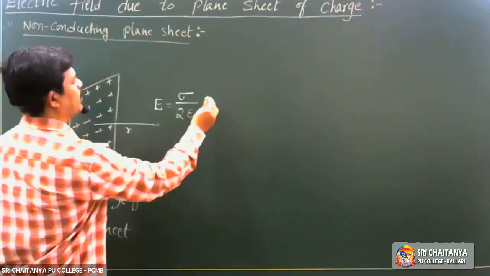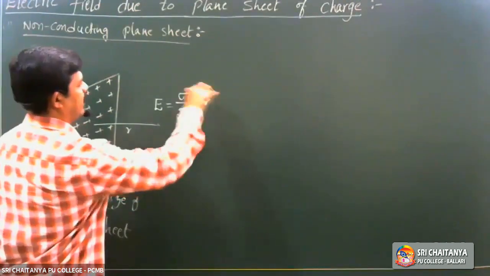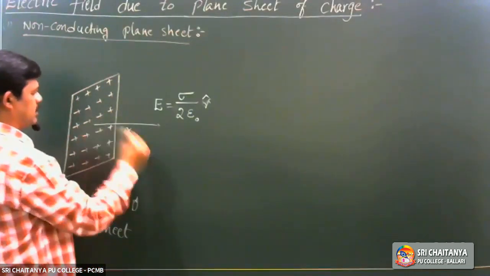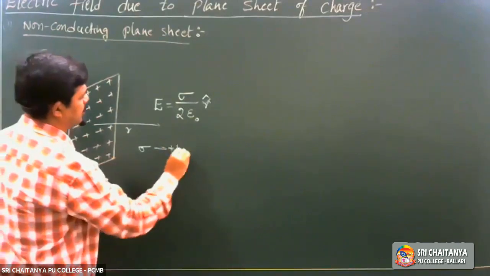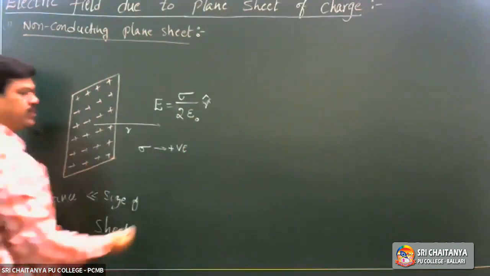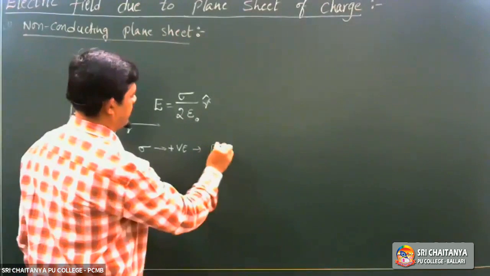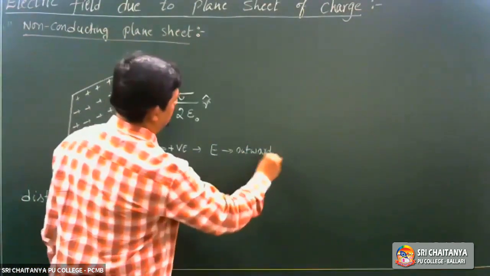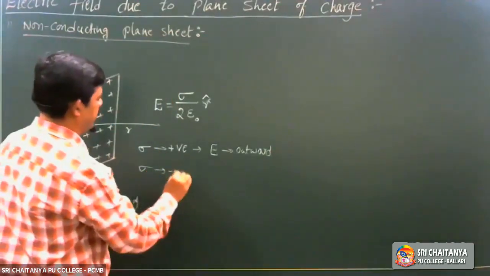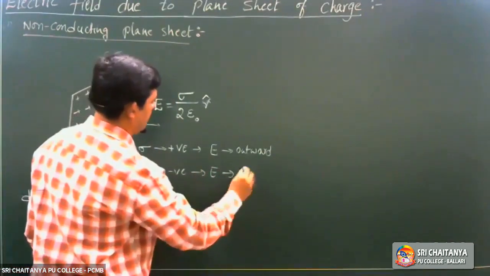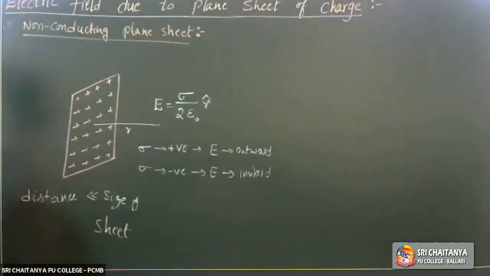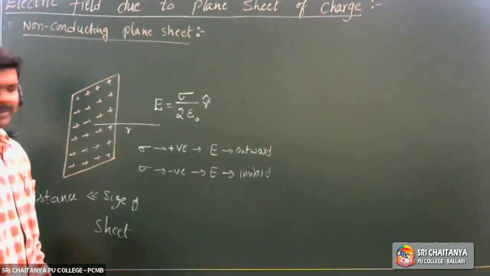Yesterday I told you an example also. R cap. If this sigma is positive, means if you have positive charge, E is outward. If sigma is negative, E is inward, right? E inward. These are the basics we discussed yesterday.